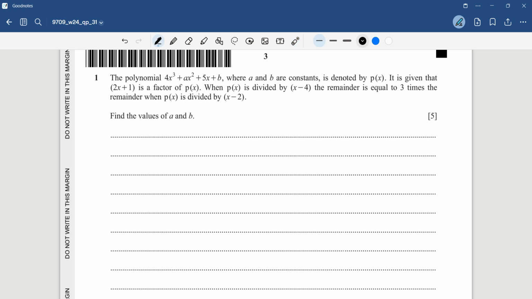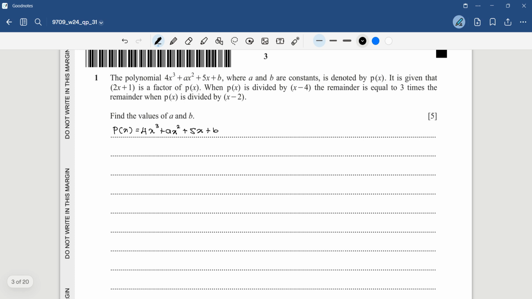So for question number 1, it's given that polynomial 4x cubed plus ax squared plus 5x plus b, where a and b are constants, is denoted by px. So we just rewrite: my px is equivalent to 4x cubed plus ax squared plus 5x plus b. It's given that 2x plus 1 is a factor of px.